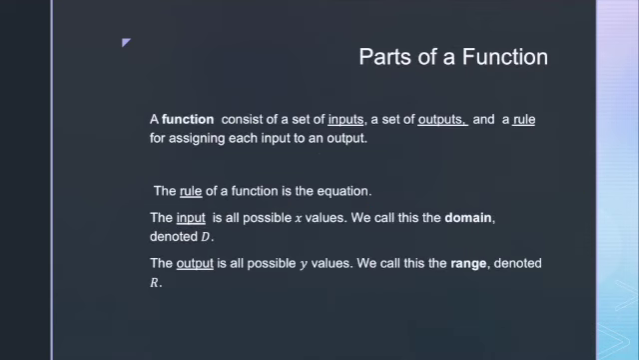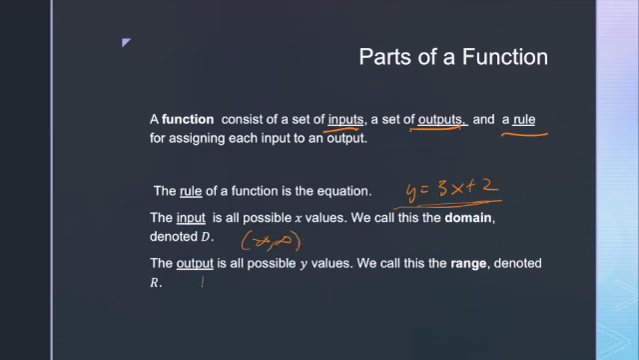A function has some parts. It consists of a set of inputs, a set of outputs, and a rule that assigns each input to an output. The rule of a function is an equation. So if I have y equals 3x plus 2, this is a rule. I put in my x, I get out my y. The input is all possible x values, which is the domain. The domain of all linear equations is negative infinity to positive infinity, just as an example.